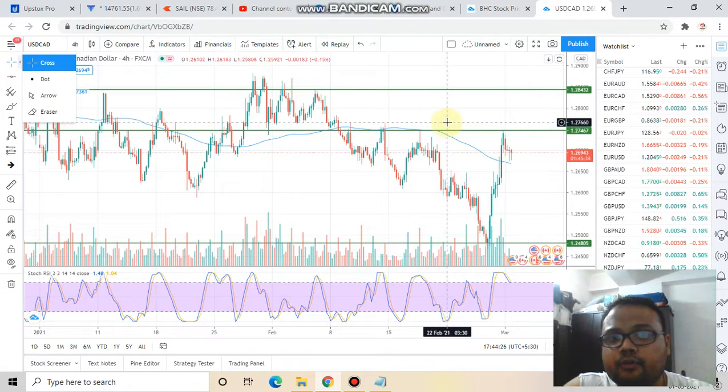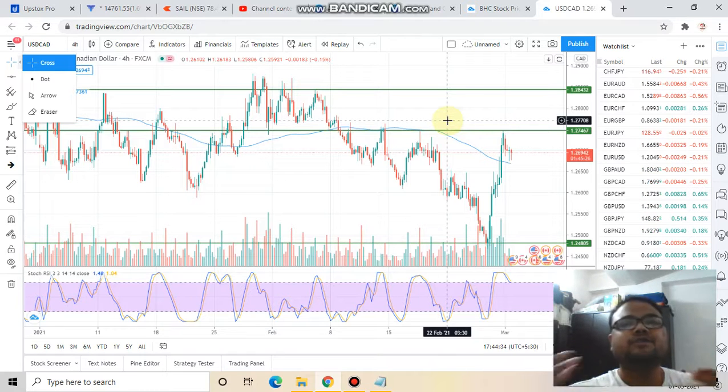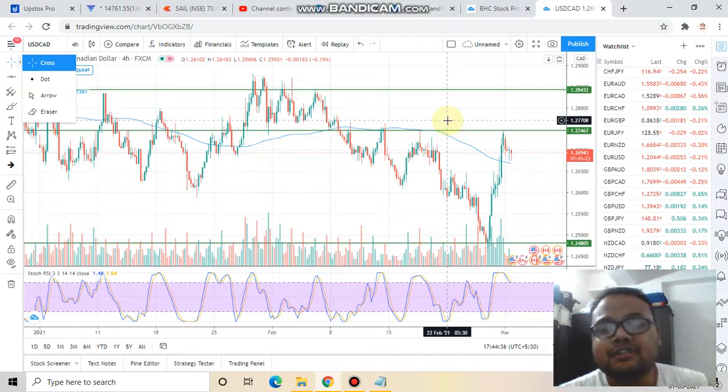So you should go for a buy order only above 1.2770. Okay, this is the level. Before that level there is no safe position that will match your risk to reward ratio.